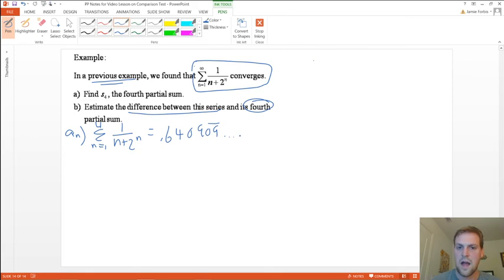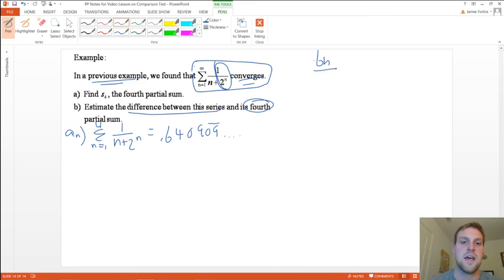Okay. Now, I'm going to use the comparison test in order to estimate what the error is going to be between the actual sum and the fourth partial sum. And what I'm going to choose to do is, I know it converges, so I'm actually going to choose 1 over 2 to the n as my b sub n.